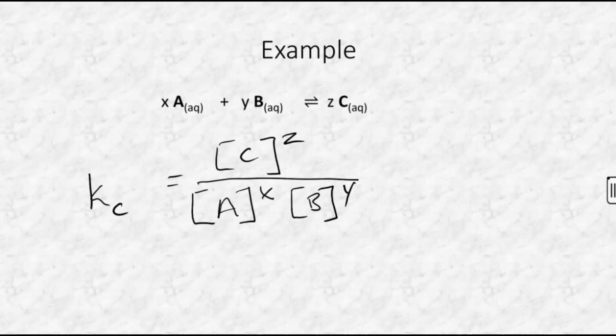You'll notice that we've written concentration of A, concentration of B, and concentration of C in square brackets. The square brackets merely mean the concentration in moles per decimeter cubed of that substance. If we know the concentrations of A, B, and C, and we know the balanced equation, so we know what X, Y, and Z are, we can put those numbers in, do the calculation, and come up with the value of Kc.